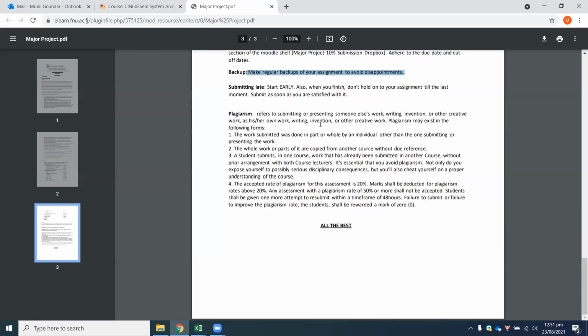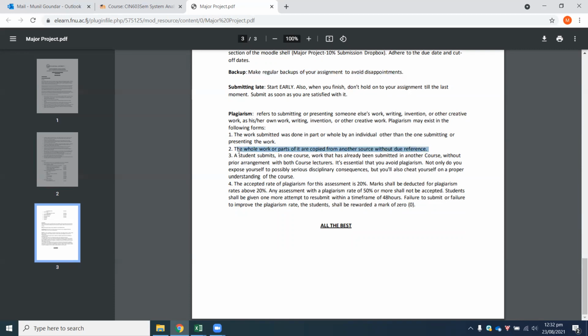Plagiarism refers to submitting or presenting someone else's work, writing, invention, or other creative work as his or her own. Plagiarism may exist in the following forms. So these are the ways in which you can plagiarize somebody's work. The work submitted was done in part or whole by an individual other than the one submitting or presenting the work. The whole work or parts of it are copied from another source without due reference.